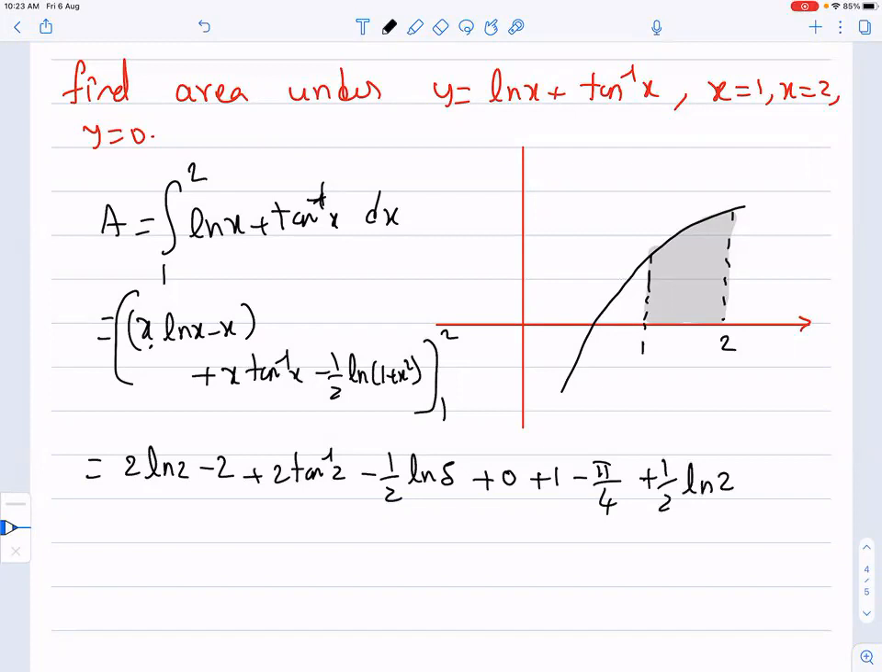And minus of minus plus half ln 2. Substituting 1, ln 2 will come. So half ln 2 plus 2 ln 2, 5 by 2 ln 2 plus 2 tan inverse 2 minus half ln 5 minus pi by 4 and 2 minus 2 plus 1, that will be minus 1. This is the answer. Please write it.